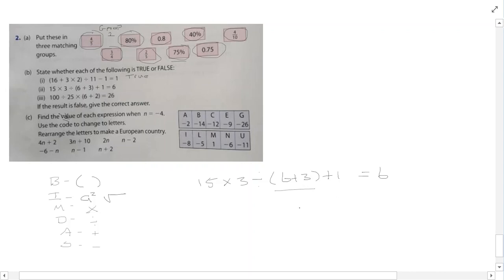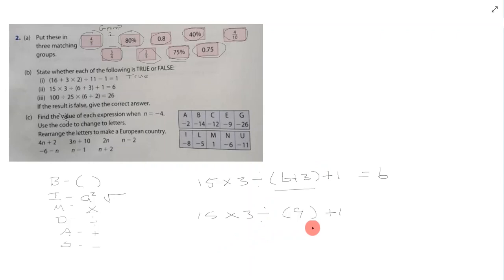So 6 plus 3 is 9. That's going to be 9, I'll just keep that in brackets, plus 1 divided by 3 multiplied by 15. Now we see here that we have 3 operations at play, and that equals 6. We have the operation of multiplication, the operation of division, and the operation of addition.